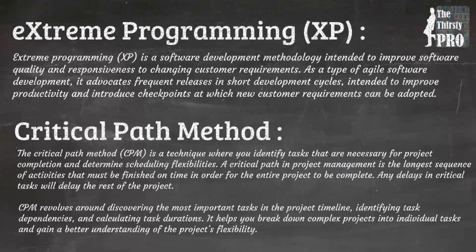Critical Path Method revolves around discovering the most important tasks in the project timeline, identifying task dependencies, and calculating task durations. It helps you break down complex projects into individual tasks and gain a better understanding of the project's flexibility.